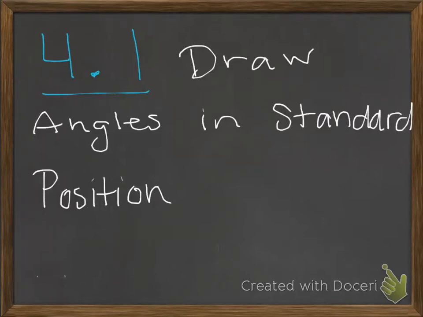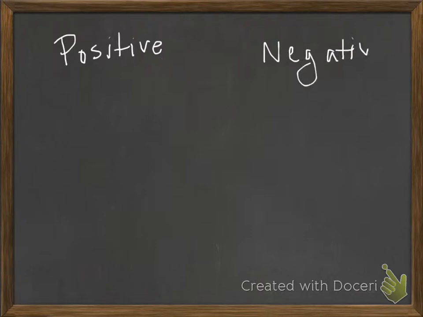Today we are in section 4.1 and the objective is drawing angles in standard position. So first thing we need to discuss is that there's two types of angles. There is what we call positive angles, and then there's what we call negative angles. And the positive versus negative is just indicating the direction in which we go around the axis.